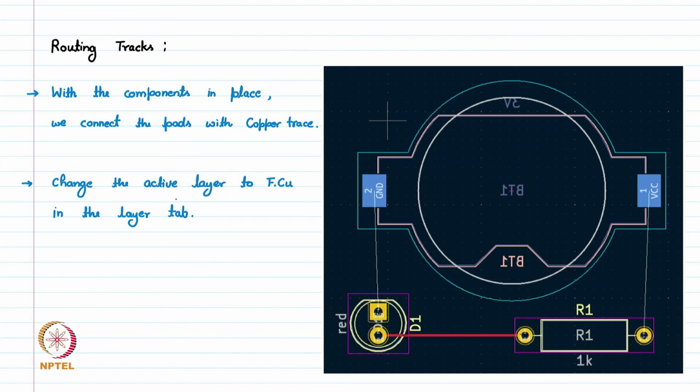So we can change the active layer to FCU, the front copper, and we click on one side of the pad and connect it to the other side. Based on our movement of the cursor, that copper track will be put on the PCB.